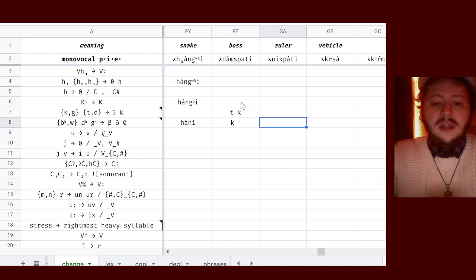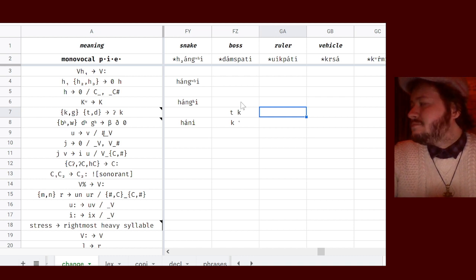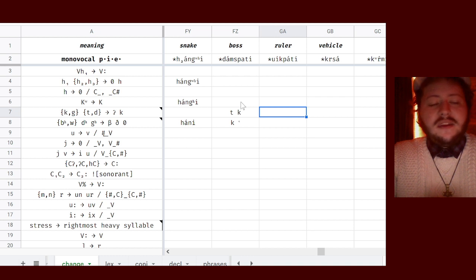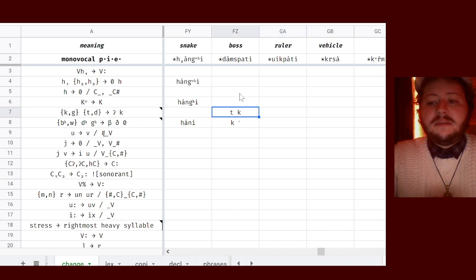So you'll have a word like... why can't I think of good examples right now? I can't think of any good examples from Hawaiian right now. There's so many examples and I can't think of any. But yeah, that's the sound change that happens in Hawaiian.